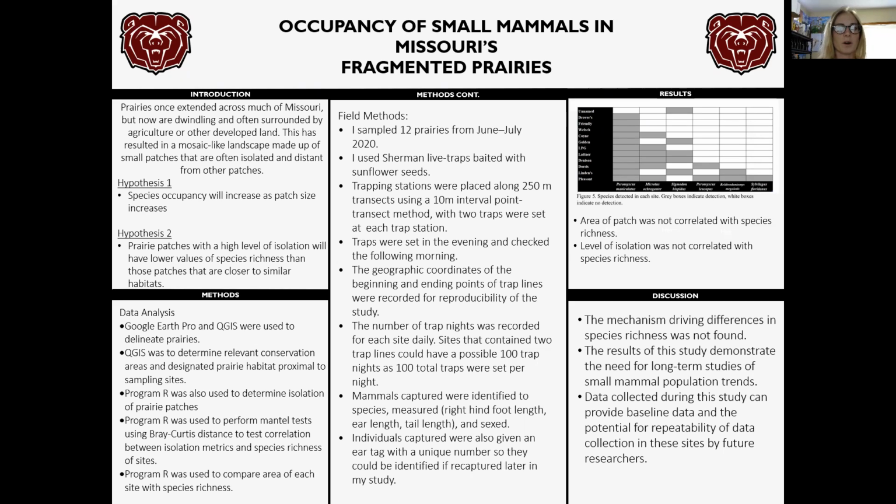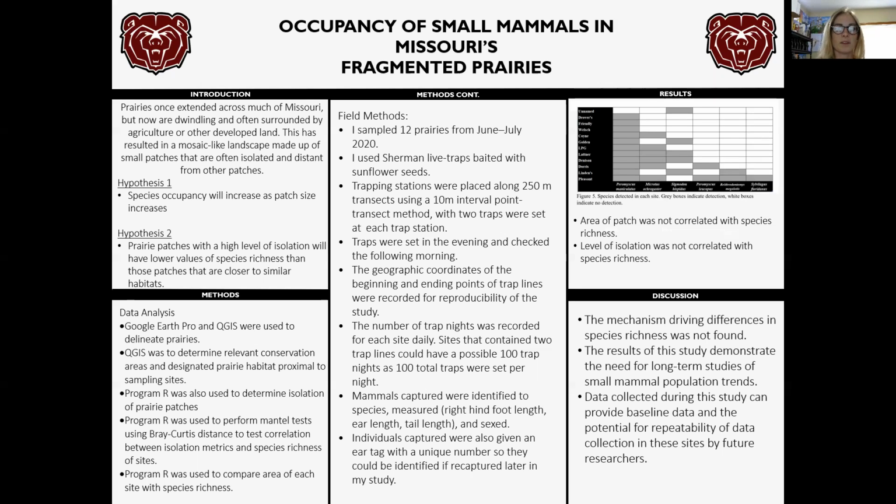I used program R to determine the isolation of prairie patches, so their minimum and mean distances to other similar habitat. I also used R to perform Mantel tests using a Bray-Curtis distance to test the correlation between isolation metrics of each site and species richness of each site. I also used R to compare the area of each site with species richness.